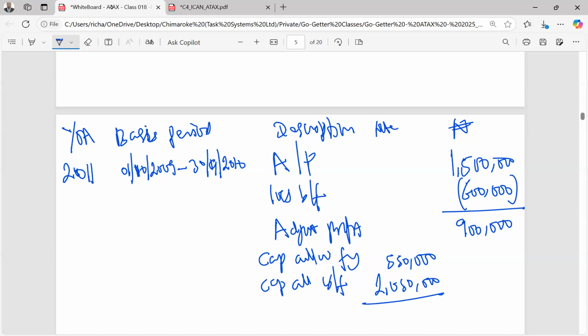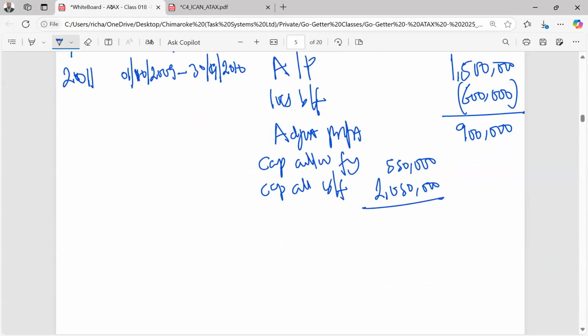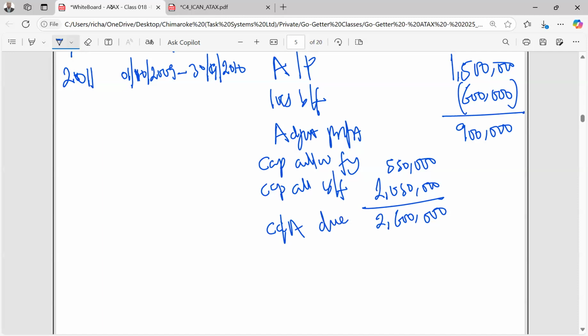Now, our capital allowance for the year is 550. What we have been accumulating up to this time is 2,050,000. So when we add that, it is going to give us 2,600,000. So this is your capital allowance claimable, or capital allowance due. Now, how much are you going to claim?